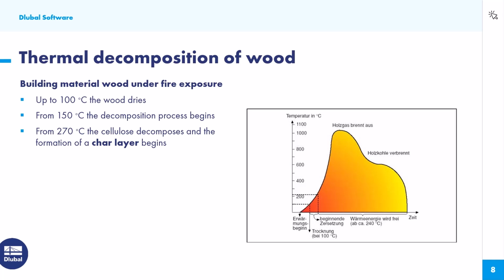Next slide is about thermal decomposition of wood. I guess it's clear to everyone that in the beginning the wood begins to dry. So this is up to 100 degrees Celsius. From 150 degrees Celsius, the decomposition process begins. So we are around here. And it has its peak at around 270 degrees Celsius, where the cellulose decomposes and the formation of a char layer begins. And this char layer plays an important role, and it's actually the key for our timber design. That's why it's in bold letters.